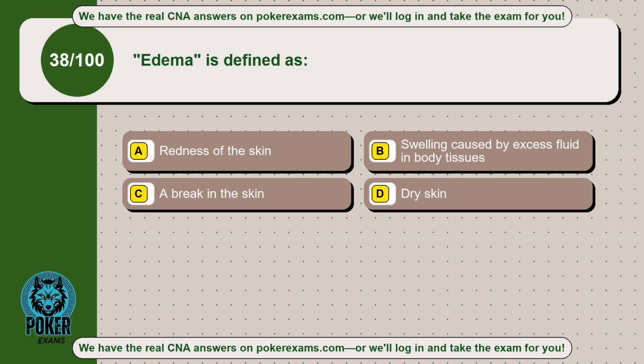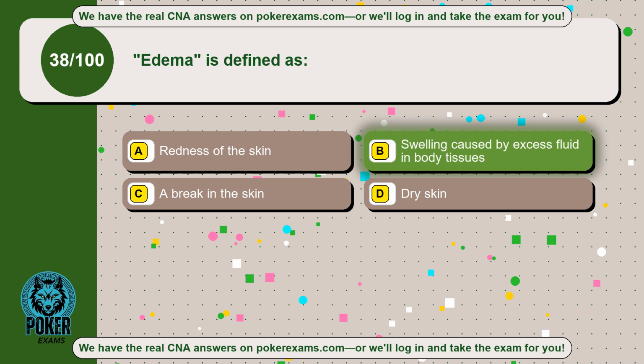Question 38. Edema is defined as: Option A. Redness of the skin. Option B. Swelling caused by excess fluid in body tissues. Option C. A break in the skin. Option D. Dry skin. The correct answer is option B.